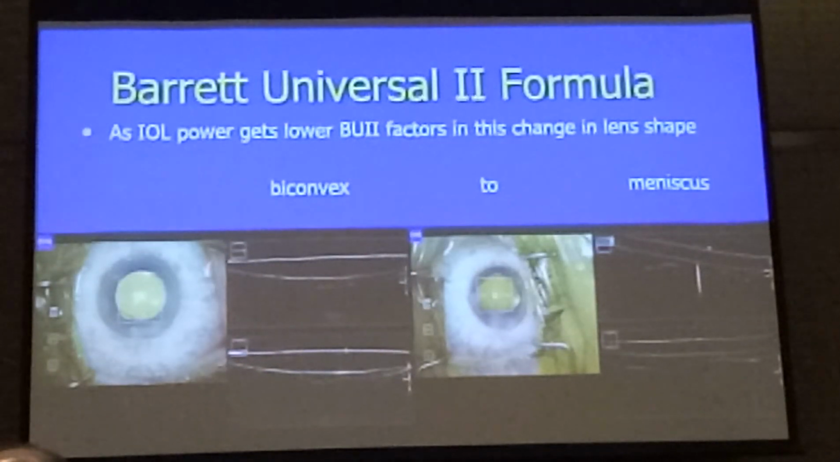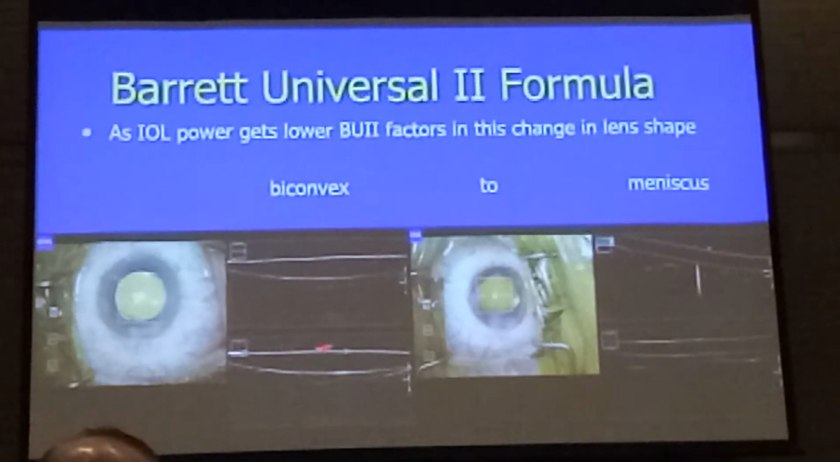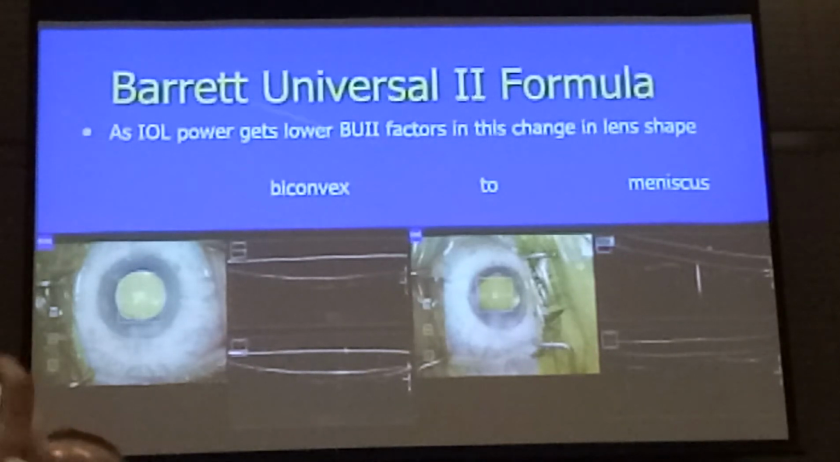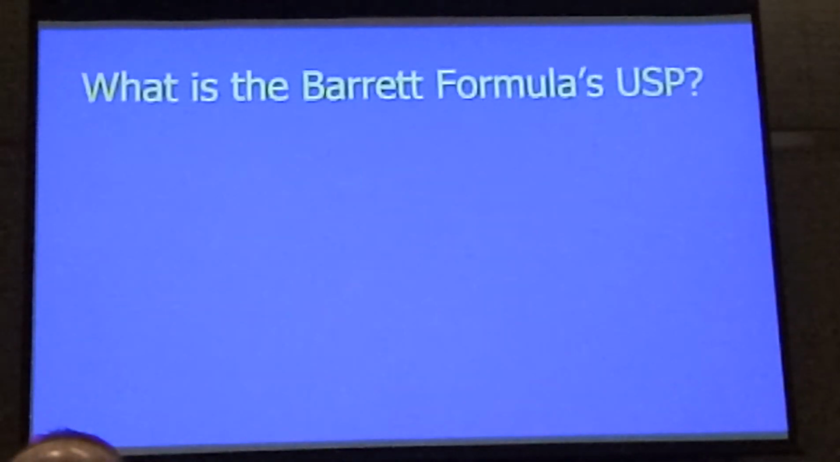Why is that? This OCT image of the lens in the eye shows you the biconvex thicker lenses, and when you go to the low dioptric power, you can see that the IOL shape has changed to a meniscus. The Barrett Universal 2 factors this in and protects you. You don't have to change formula, you don't have to get other things. This will give you the much more accurate outcome.